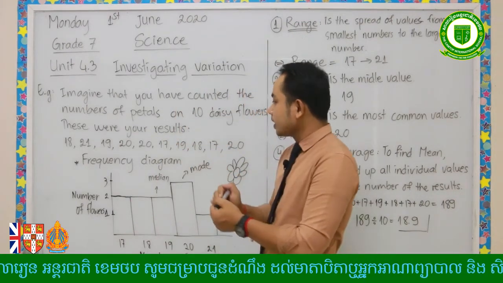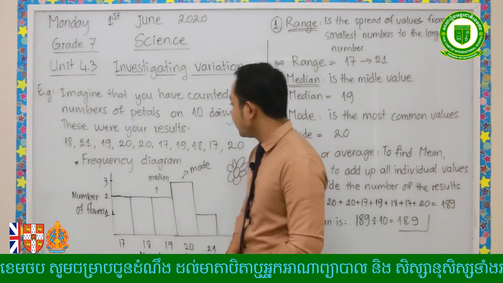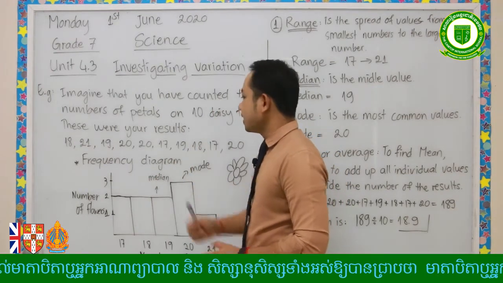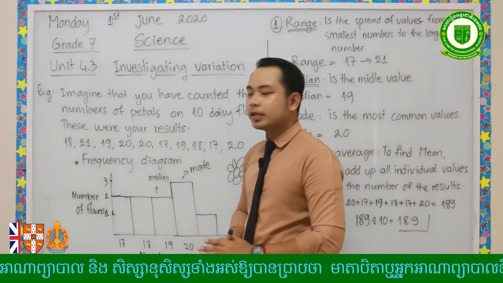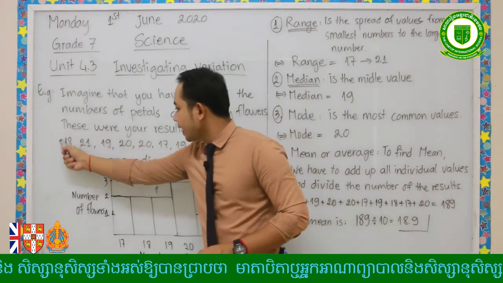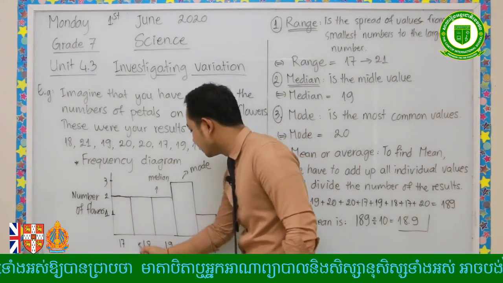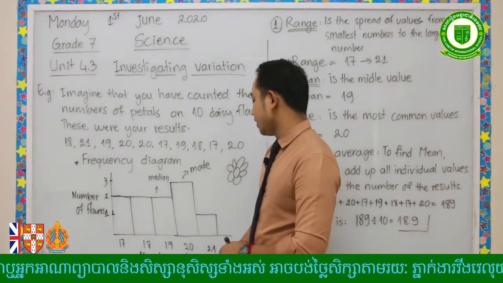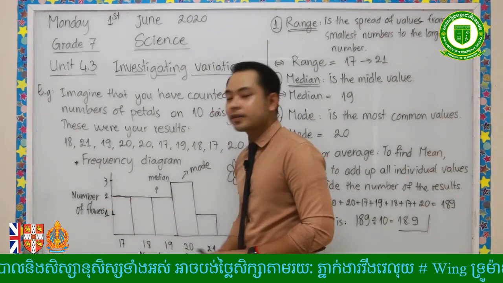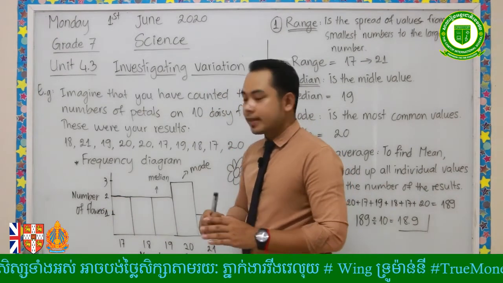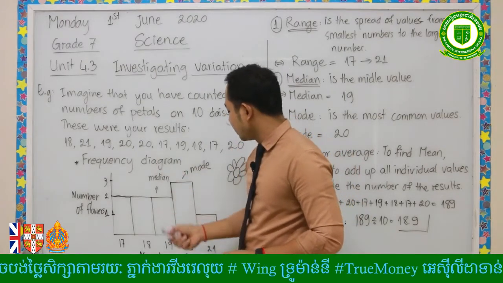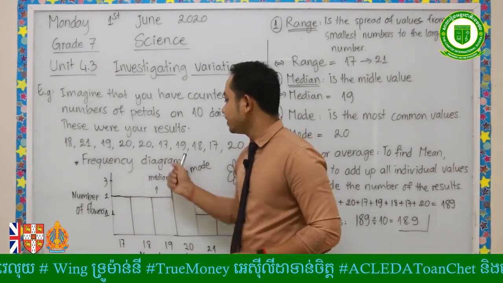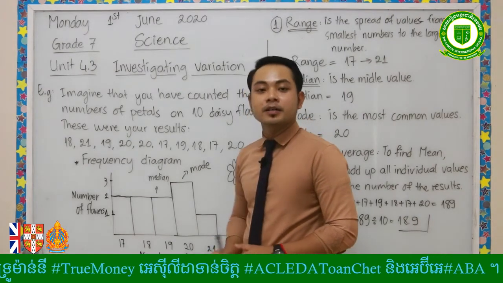Let's take a look at 18. How many 18s are there? 1, 2. So 18 petals has 2 as well. There are 2 flowers that have 18 petals, so I draw here 18. For 19, there were also 2 flowers. So 2 flowers that have 19 petals.